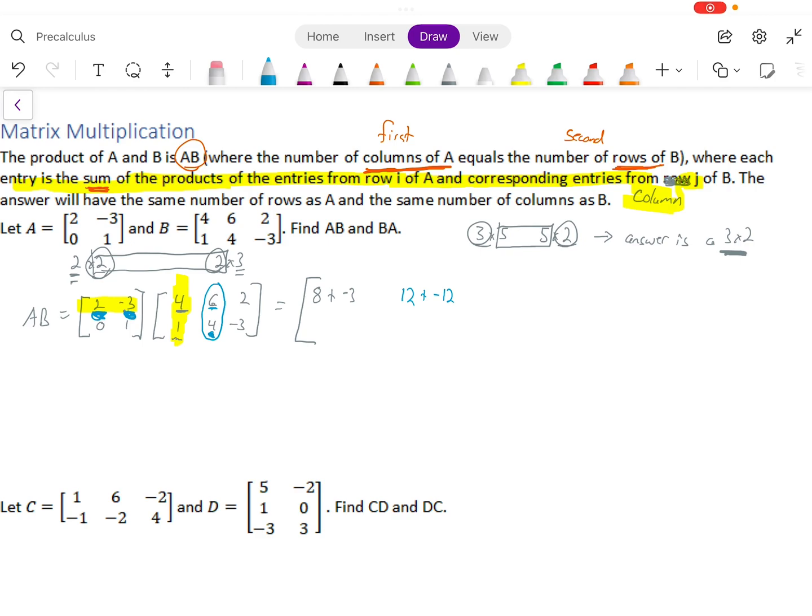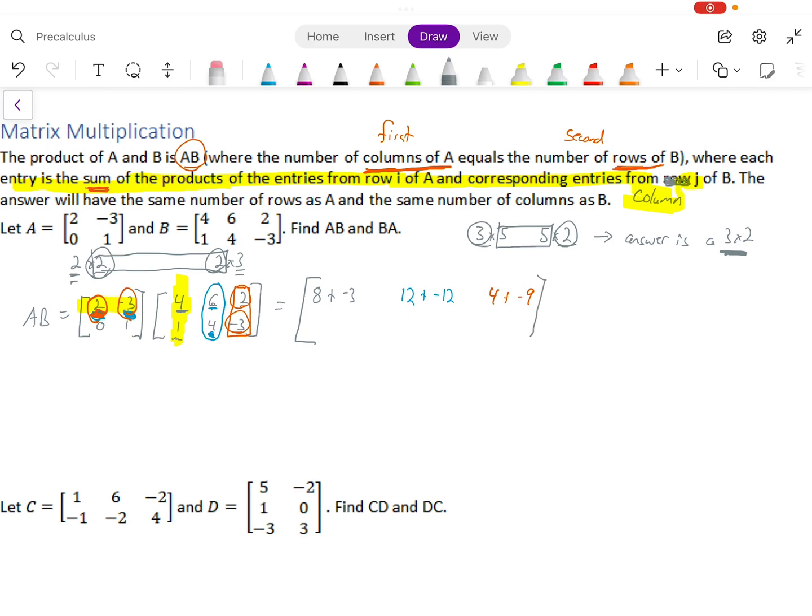All right, now we're going to go to our first row with our third column. So this time we're going to do 2 times 2, which is 4, and negative 3 times negative 3, which is 9, and we add those together. So we did the first row with each column.